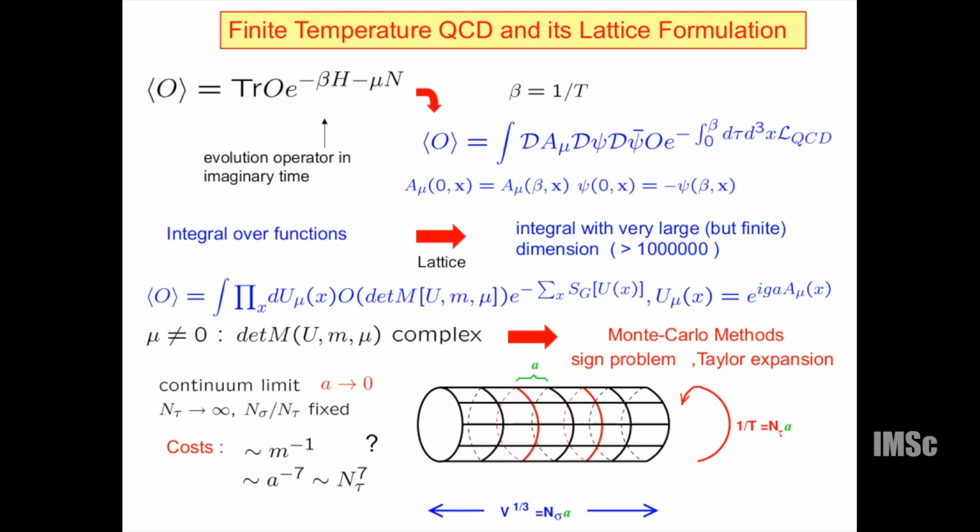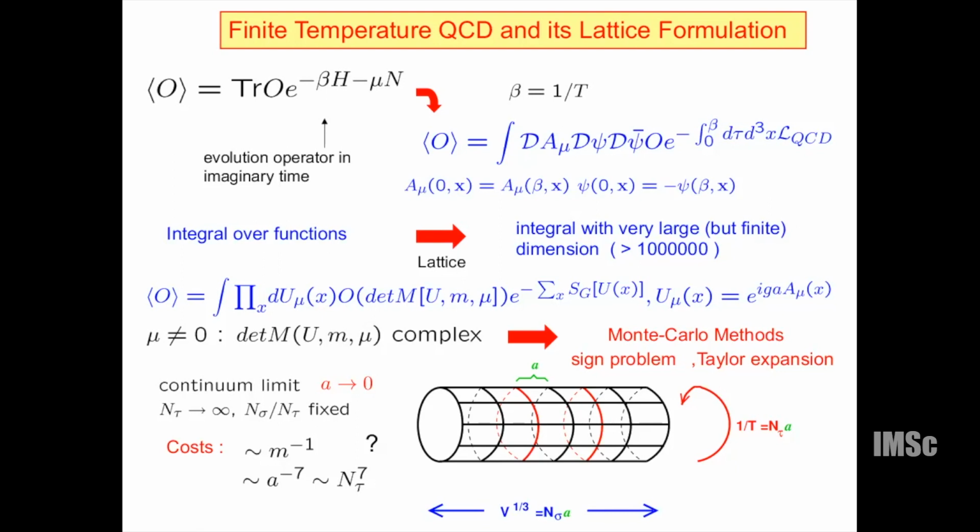Now, of course, on the lattice you have to take the continuum limit, so that means that the lattice spacing a should go to 0. That means that your temporal extent has to be very large because the temperature is fixed. The temperature is given by the number of time slices times the lattice spacing, so N_tau should go to infinity such that N_sigma over N_tau is fixed. That means you also have very large boxes, so if you want to take the continuum limit, the cost will increase. The typical increase is as the inverse 7th power of the lattice spacing, or the number of temporal extent to the power 7. So taking the continuum limit comes at a penalty.